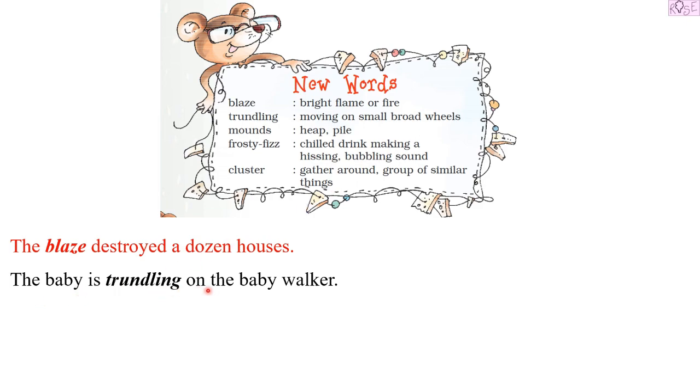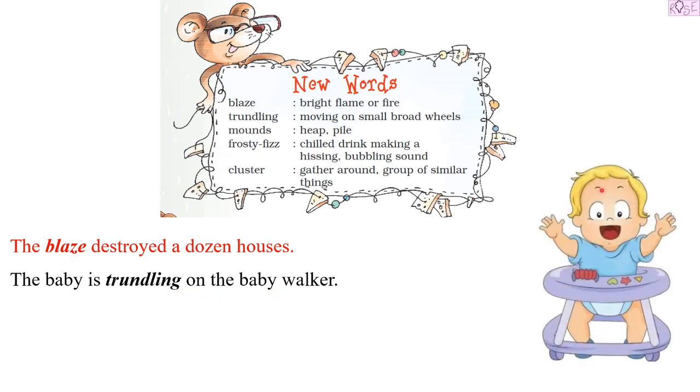Next is trundling, which means moving on small broad wheels. The baby is trundling on the baby walker. So where is the baby trundling? On the baby walker. So here is the baby walker and this is the baby which is trundling, and as you can see these are the small broad wheels.